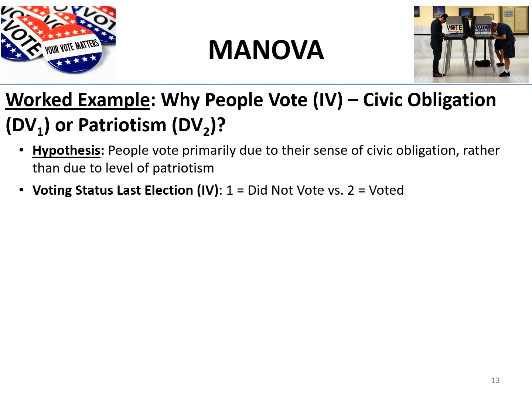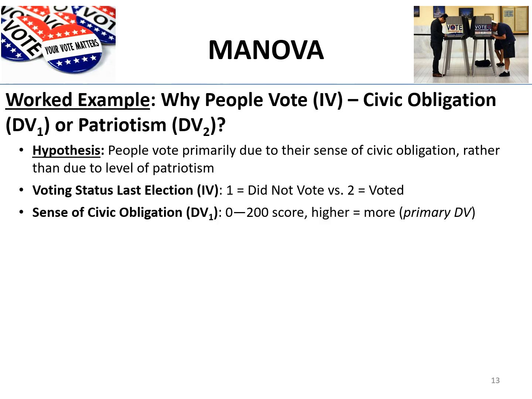In this analysis, our independent variable is voting status in the last election, which we've coded here as 1 did not vote, 2 voted. We gave them that questionnaire where we got a civic obligation score. Higher scores indicate more sense of civic obligation a person has. And that, again, according to the hypothesis, is our primary dependent variable because people vote primarily due to their sense of civic obligation. That's the one we're banking on.